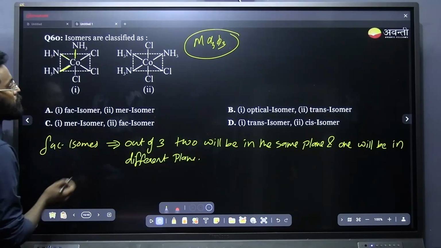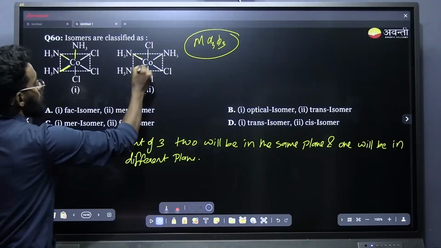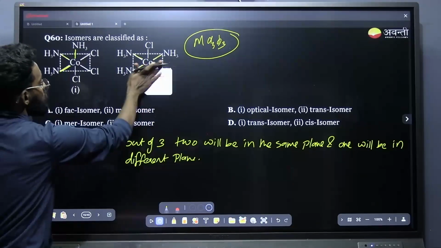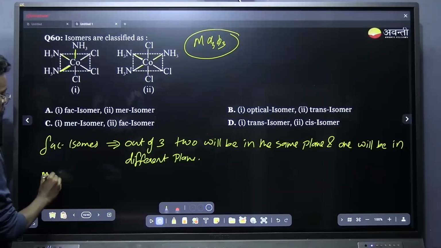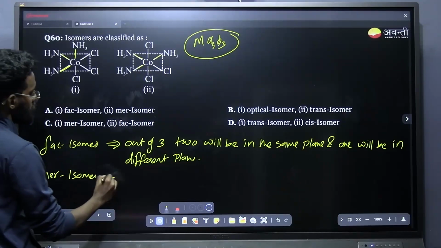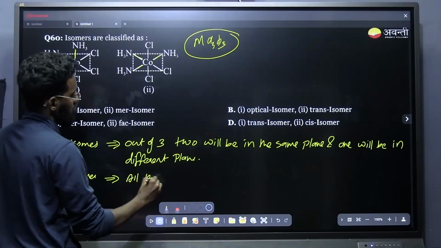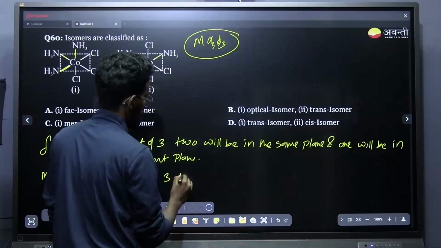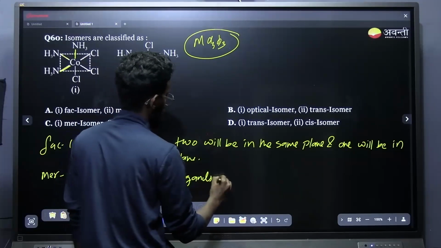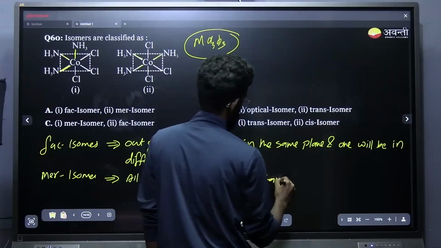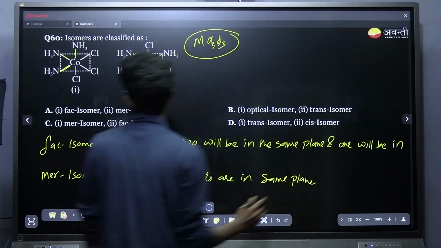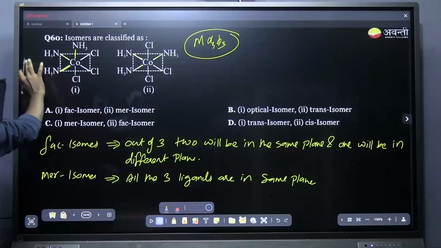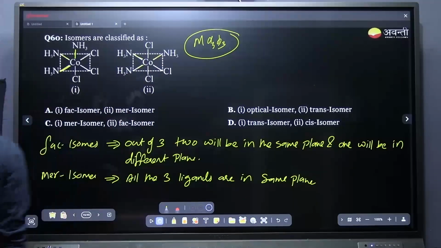Now the next one, if you observe, what is the point? All the three are in the same plane, the equatorial plane. That is the meridional isomer. I am just comparing the NH3. Here we can say all the three are in the same plane. That is why it is a meridional isomer. Is it clear, everyone?